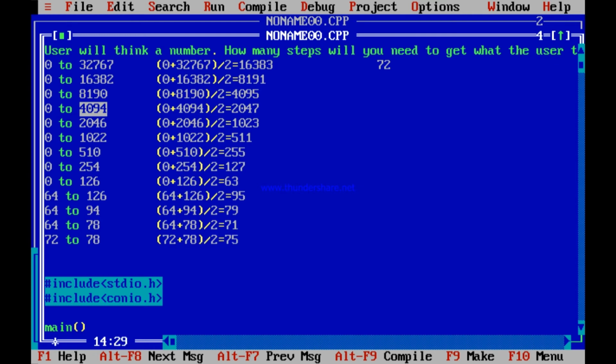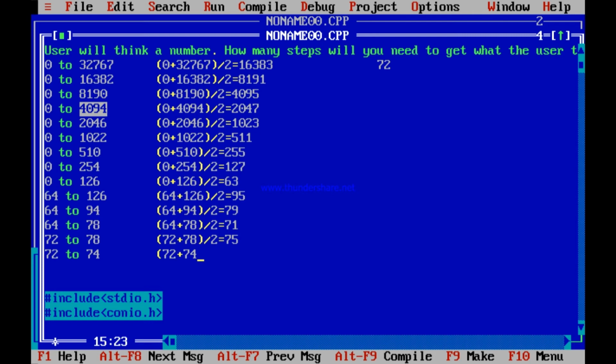What is that? 75. So you ask 75, lesser than that, greater than that, or equal to. User will say lesser than that. So you know your range is 72 to 74. So you ask the user this time 72 plus 74 by 2. What is that? It is 146 by 2. What is that?